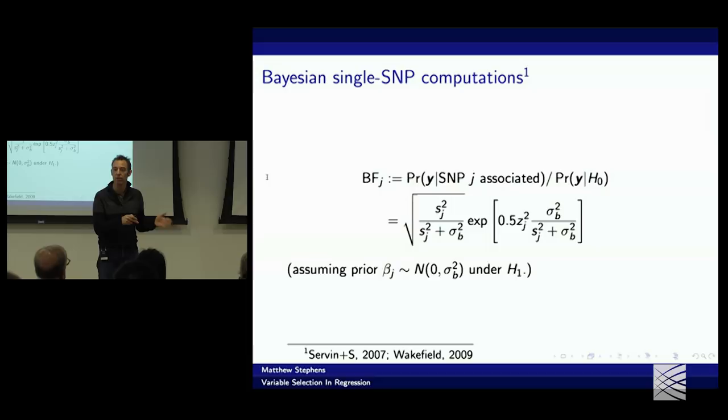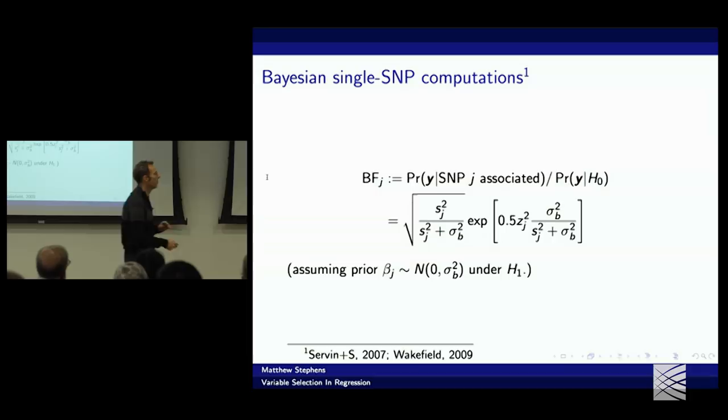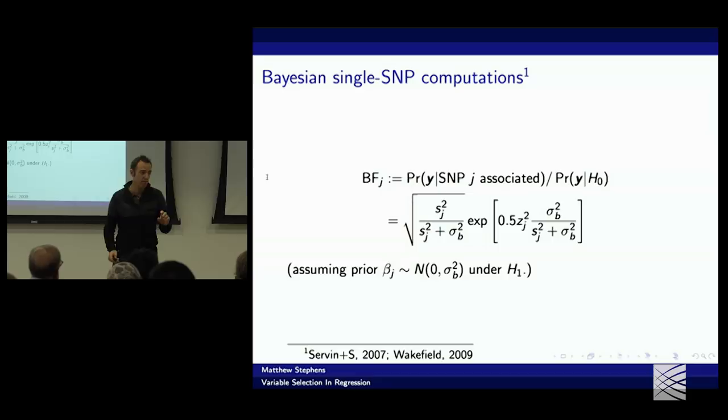There's just one thing: you have to specify a prior distribution on the effect sizes to compute the Bayes factor. It turns out to depend on what you assume about how big effects tend to be. So there's one extra thing you have to specify, which is this number here, which you can think of as a kind of effect size that you expect to see. And then there's this simple numerical calculation. And this form of the Bayes factor is due to Wakefield in 2009. It's very simple, and it's pretty intuitive as well. The thing I'll note here is the z-score is the main thing that drives this. So if the z-score is big, then this Bayes factor is big.